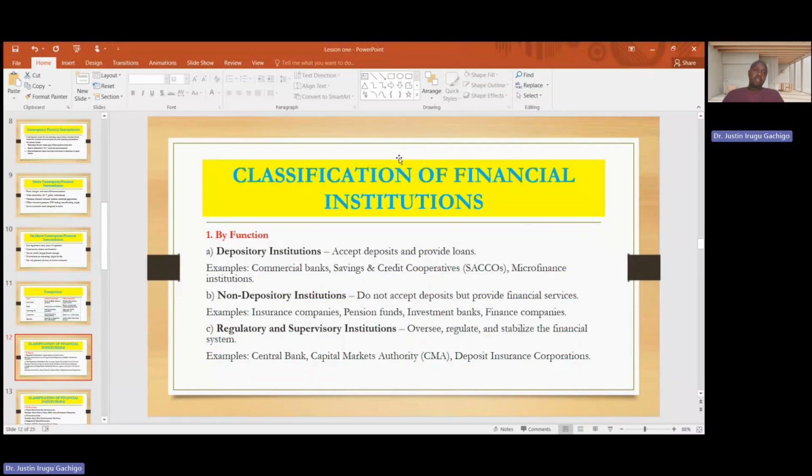Then we have regulatory and supervisory institutions, and the work of this one is to oversee, to regulate, and stabilize the financial system. An example, you have the central bank, which regulates the commercial banks and MFIs. Capital Market Authority regulate other financial institutions like the money market funds and the public listed companies, Deposit Insurance Corporation, and this regulate the insurance markets.